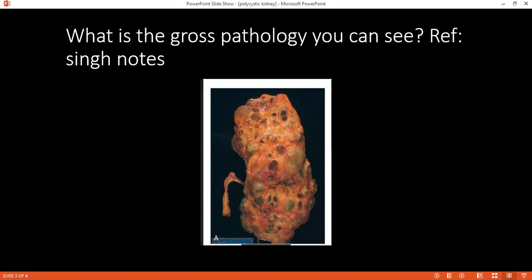Is it distorted or shrunken? Yes, we can see multiple cysts of different sizes. Is it distorted and enlarged? Shrunken. Distorted and shrunken. Okay. Sorry, ma'am, there is no scale. Yes, there is a scale here, which shows you. Okay. All right. Good. Thank you.